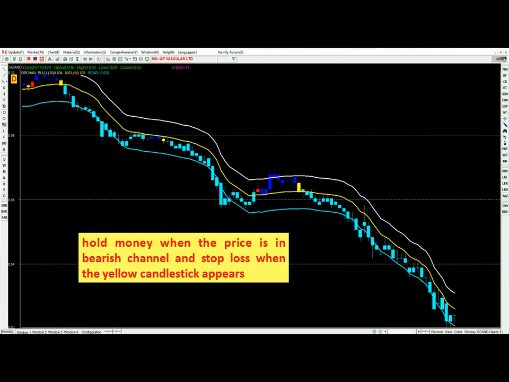Hold money when the price is in bearish channel and stop loss when the yellow candlestick appears. If you see the yellow candlestick appears in the bearish channel, you should sell. Okay? You cannot keep for a long time. You should stop loss.